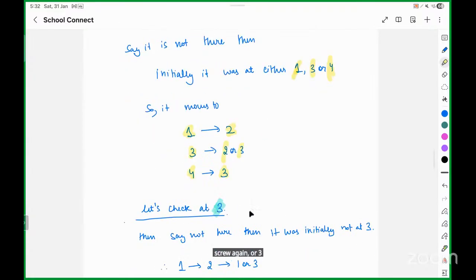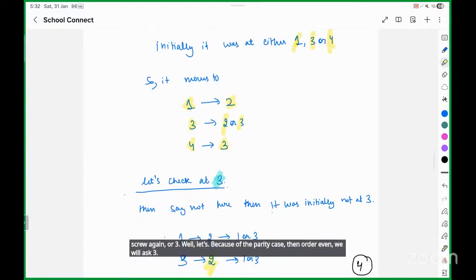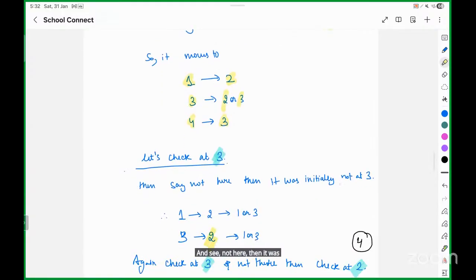But because of the parity case, that the order is even, we will ask at 3 and say it is not here. Then it was initially, let's say, not at 3 as well. So initially, sorry, in day 2, if the cat is not at 3, then initially it was not at 4.